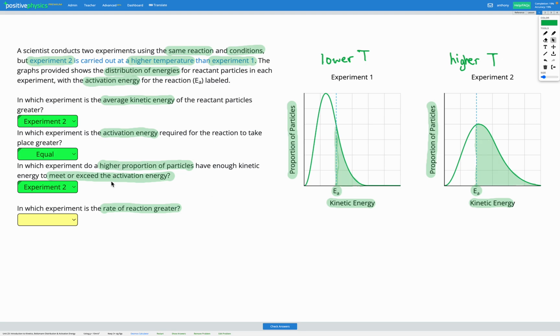So lastly, in which experiment is the rate of reaction greater? Well, we know rate of reaction is based on the number of successful collisions, and when we have more particles reaching the kinetic energy required to meet the activation energy, that's going to increase the success rate of our collisions. So in which experiment is the rate of reaction greater? Experiment 2.